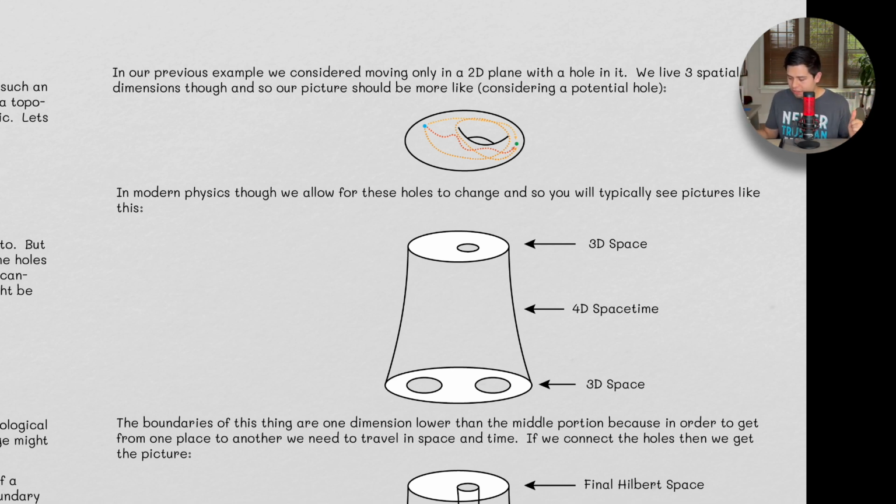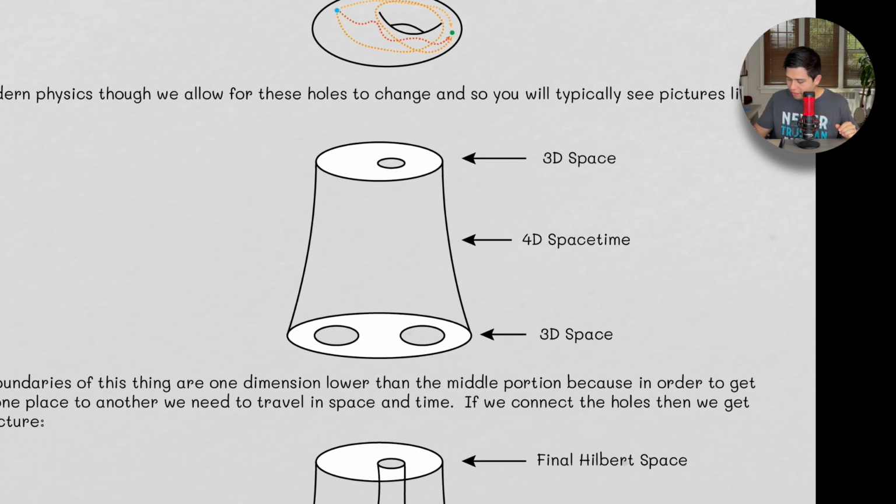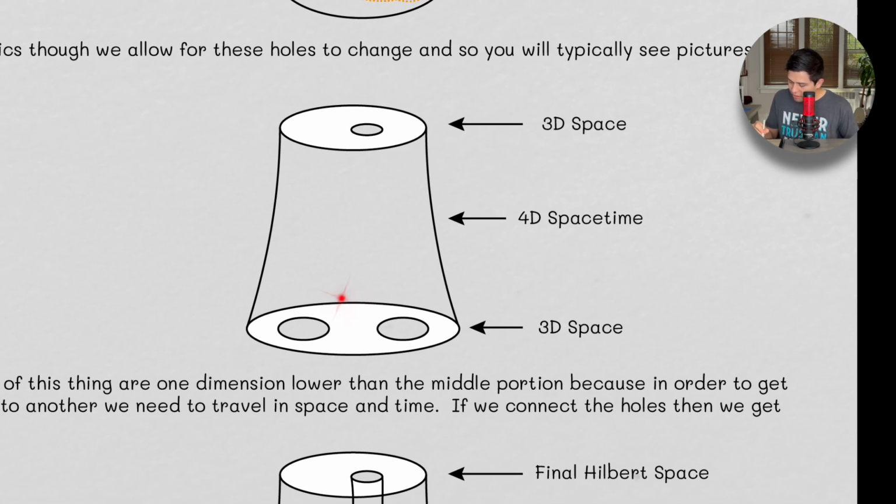We're going to allow for these holes to change. So typically we might see pictures like this, right? So here's that 2D space-time we were talking about, where we had, say, some green dot, and we had a blue dot, say over here, and we want to get from the green dot to the blue dot.